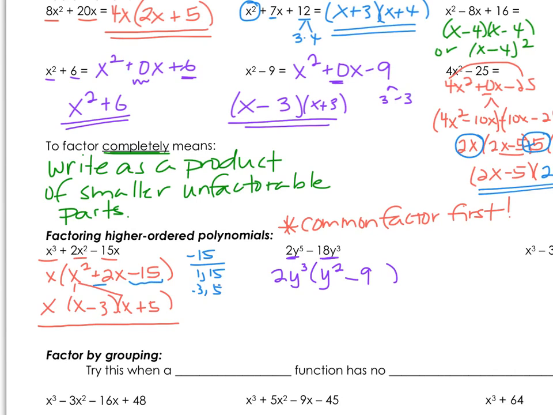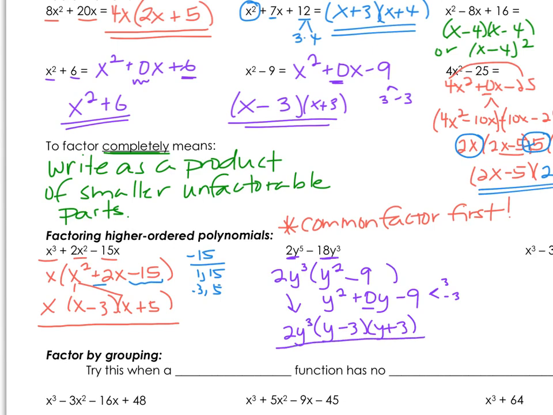And now notice the parenthesis is quadratic. Again, if we treat this like y squared plus 0y minus 9, two numbers that multiply to get negative 9 but add to get 0 in the middle would be positive 3 and negative 3. That means we can split apart that parenthesis into smaller, unfactorable parts by splitting up the y squared and then do a minus 3 and a plus 3, again in either order. And then don't forget to drop that common factor down in front, 2y cubed.